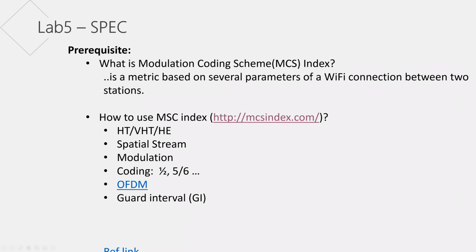Okay. So in the previous table, we just had a look at what is high throughput, very high throughput, and high efficiency, and what are spatial streams, modulation, coding, and orthogonal frequency division multiplexing. This one is very important. If you don't know what OFDM is, you might need to have a look at this video or review the lecture. And I think that's all we need to know before we get started.